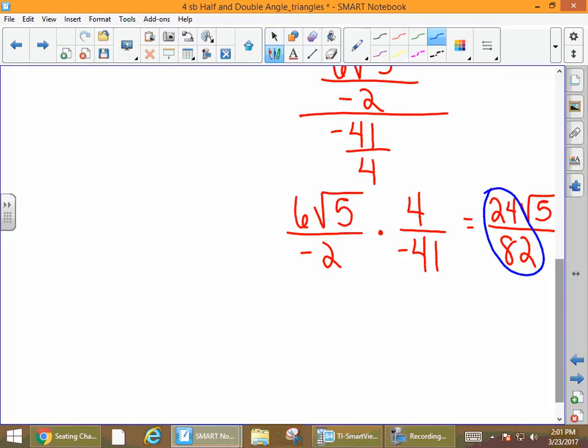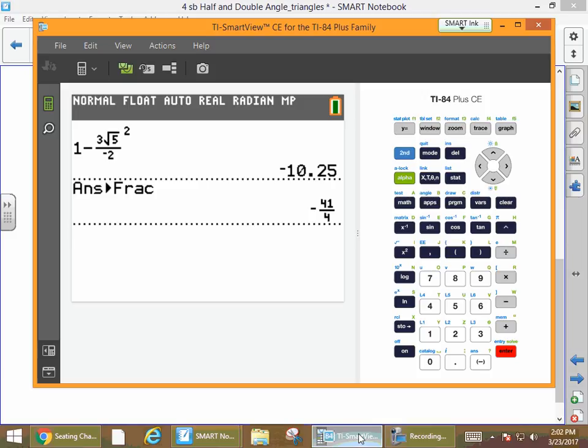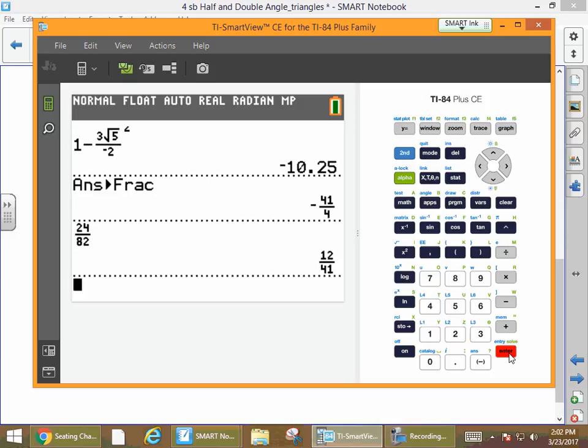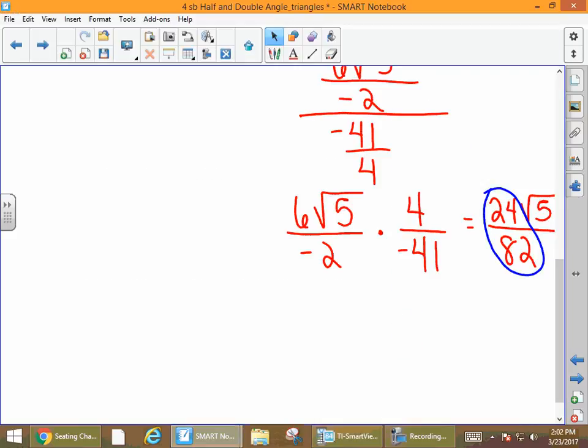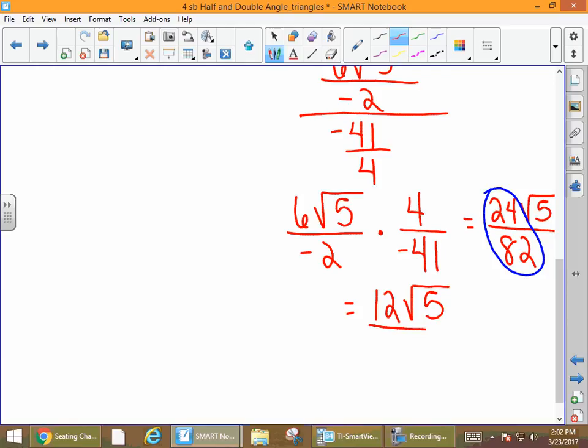And if you can't do that in your head, yet again, you can go and use your fraction button here. 24 divided by 82 will give you 12/41st, which is 12 radical 5 over 41. And that's our value of tangent of 2 theta.